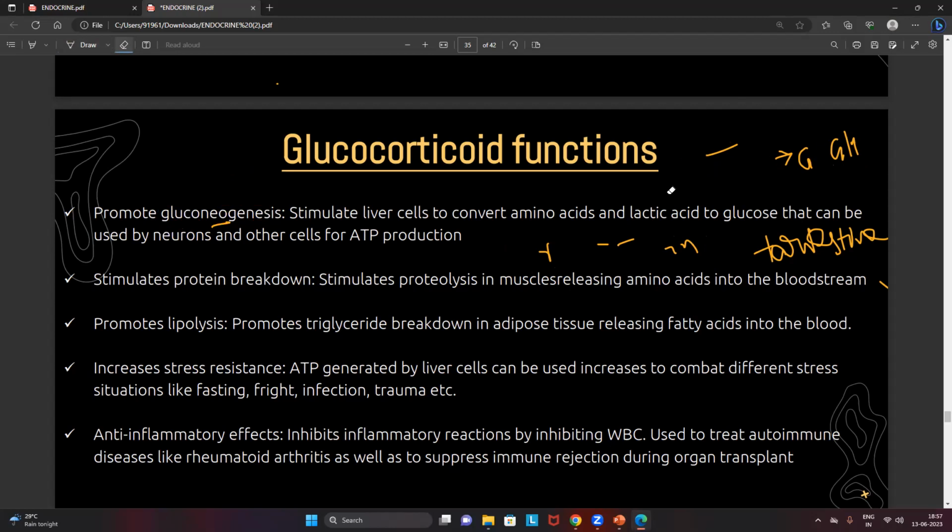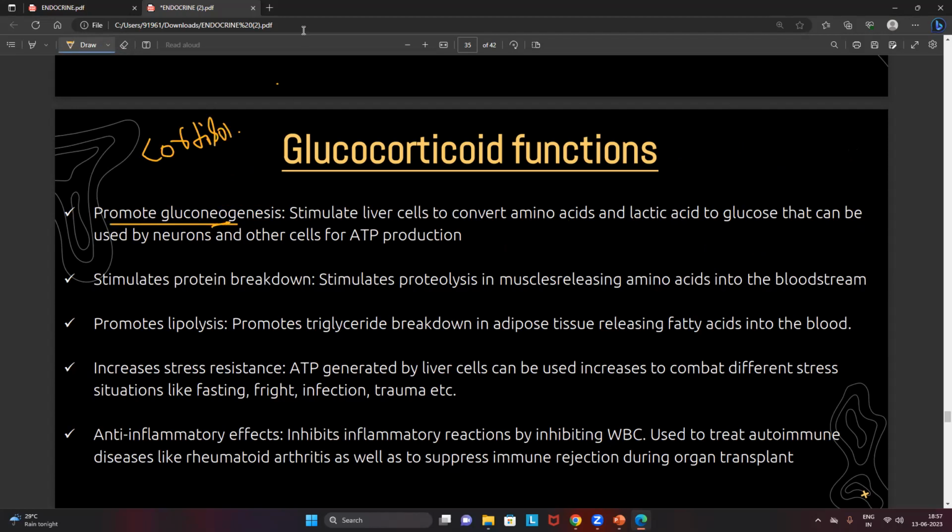gluconeogenesis. Friends, the process of gluconeogenesis can be stimulated by the hormone glucagon also, as well as the hormone cortisol also. Not to get confused with that. So it promotes gluconeogenesis. It stimulates the liver cells to convert amino acids and lactic acid into glucose. By that, during the fasting conditions, you know, right, who requires more energy?